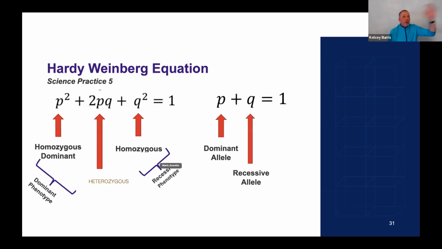Now, the key to all these equations is to get to q. So if you can get to q, then you can find p, and then you can go back and find p squared plus 2pq, okay?